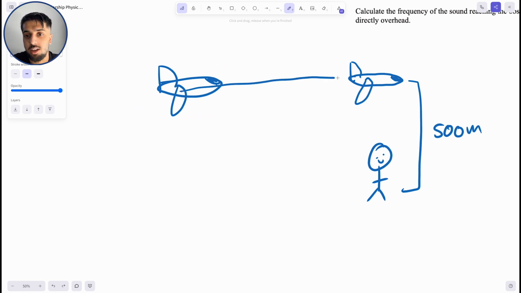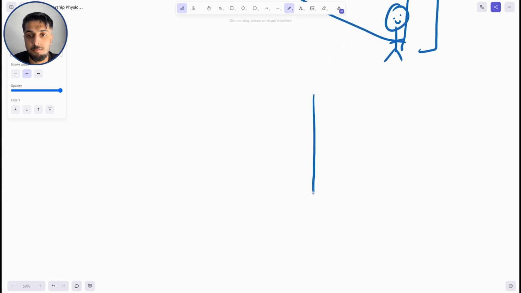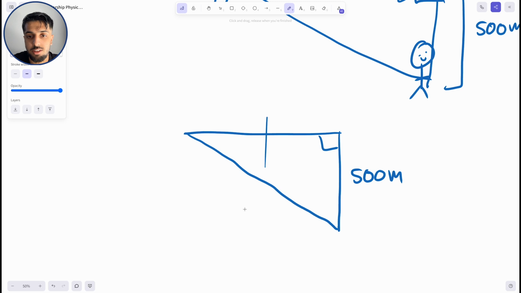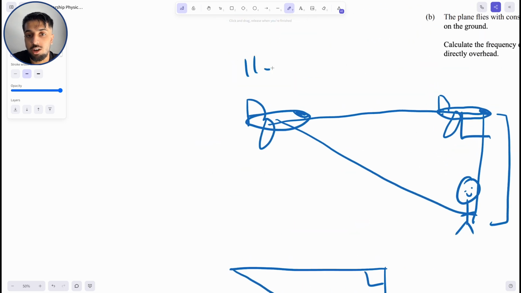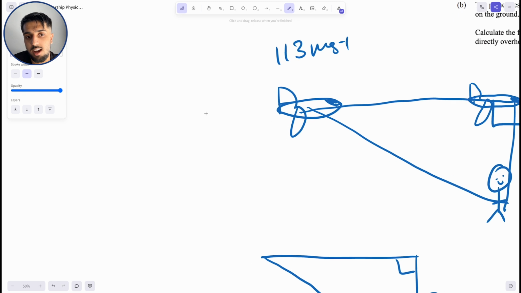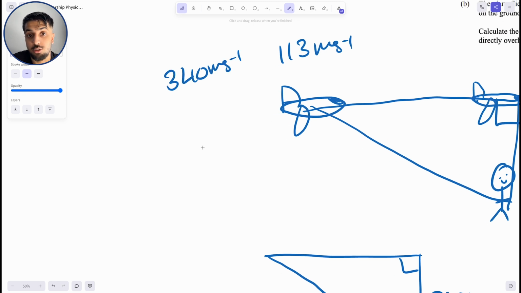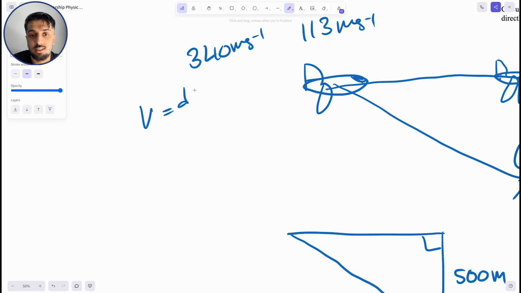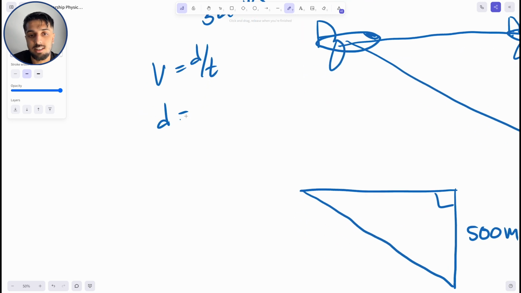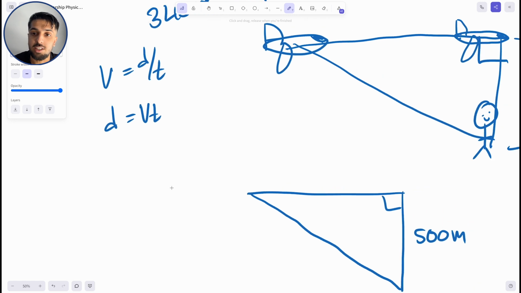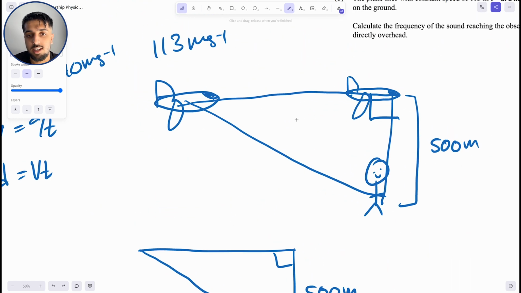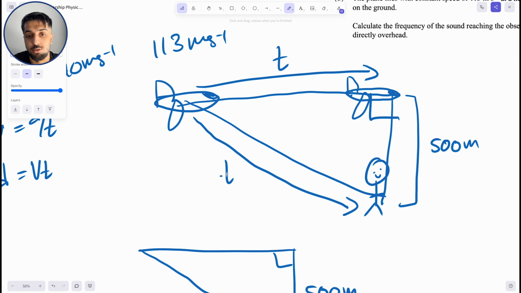And so what you can see is that we have created a sort of right angle triangle with a right angle over there. So if we draw that more neatly, we have our 500 meters. However, we do not know this and this distance. What we do know is that the plane is traveling at 113 meters per second, and the speed of sound is 340 meters per second. We also know that velocity is distance over time, and therefore distance is equal to velocity times time. Now, based on this scenario right here, we can say that the time taken for the plane to travel this distance, let's call that time t, is the exact same time taken for the sound to travel this distance to the observer, which is the same t.